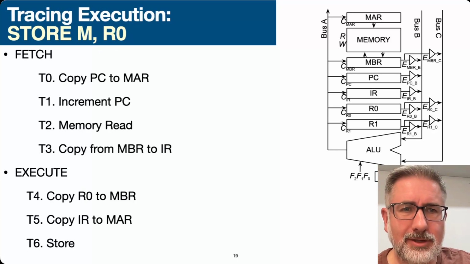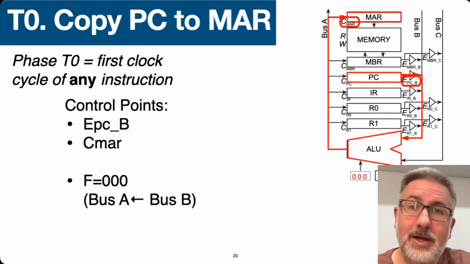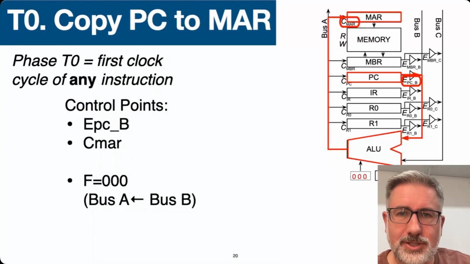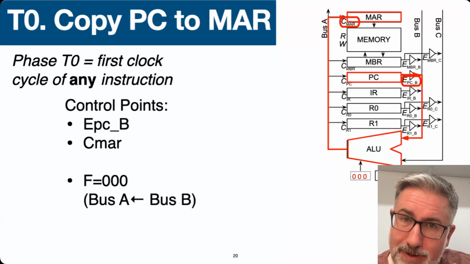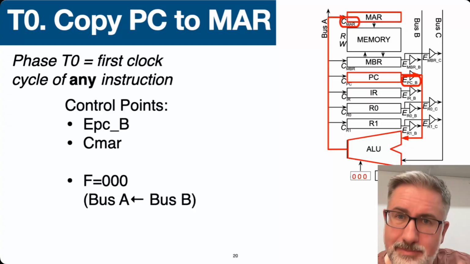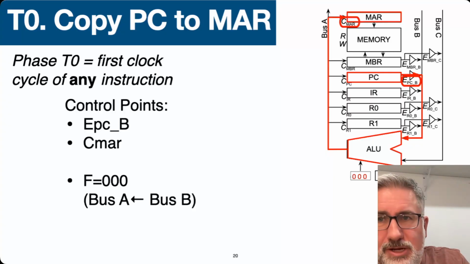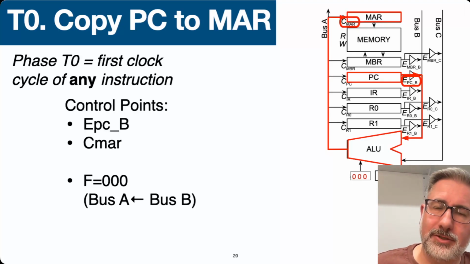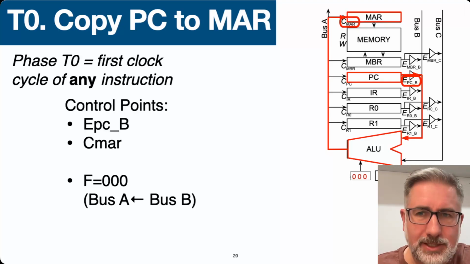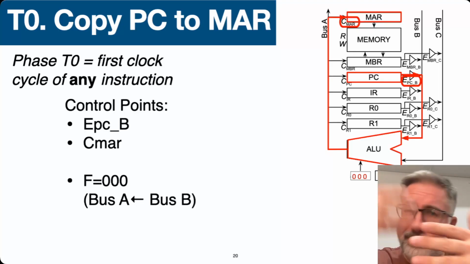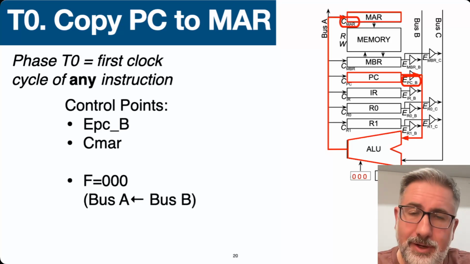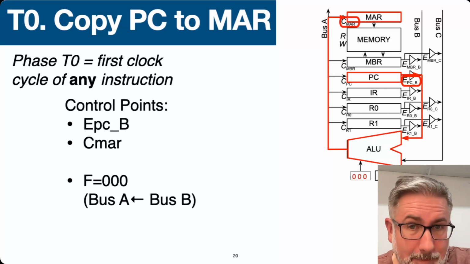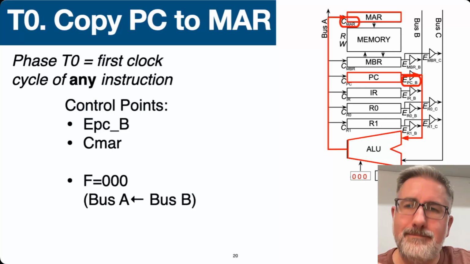So what does that look like? Step 1, program counter copied into memory address register. We enable the program counter onto the bus. We tell the ALU to pass that through, and then we clock it into the memory address register. Those 3 things: enable the program counter onto bus B, clock the memory address register, and tell the ALU bus A gets bus B. And again, we can put them in any order because it all happens at once. Now, the program counter value has been copied to the memory address register, and memory does its thing.